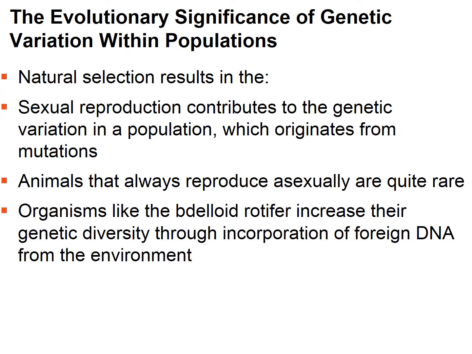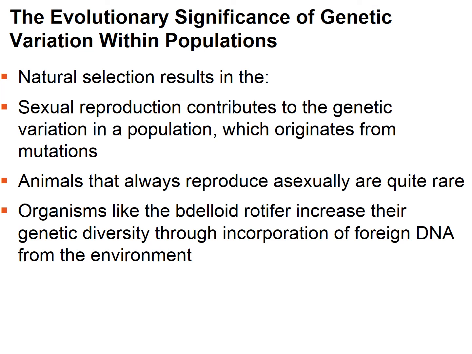Now, what's the evolutionary significance of genetic variation within populations? So natural selection results in the accumulation of genetic variations favored by the environment. Sexual reproduction contributes to the genetic variation in the population, and this occurs from mutations.